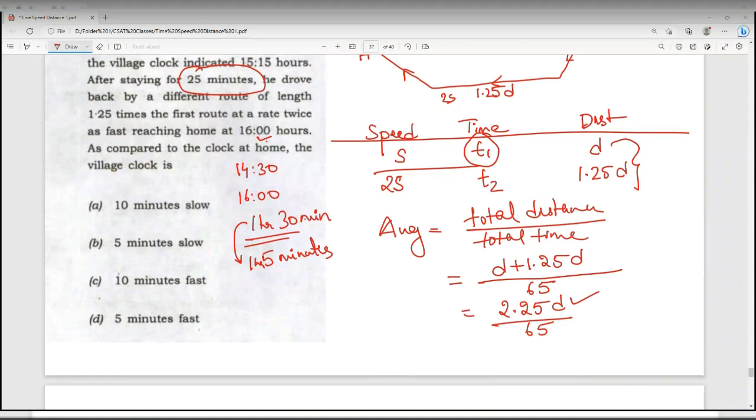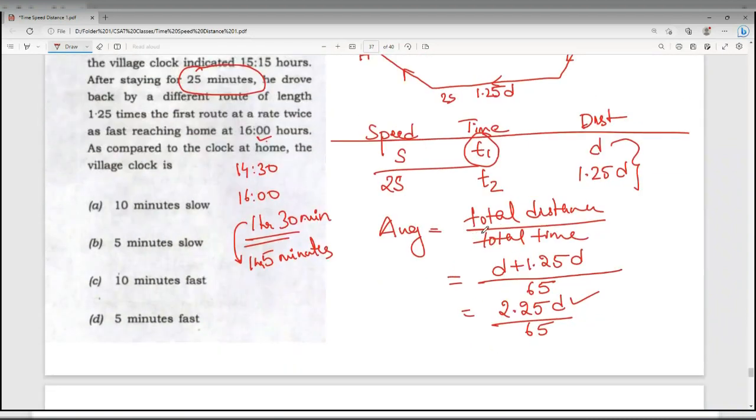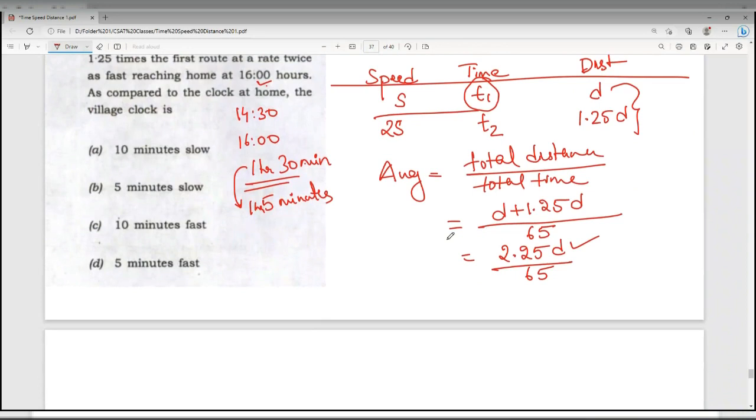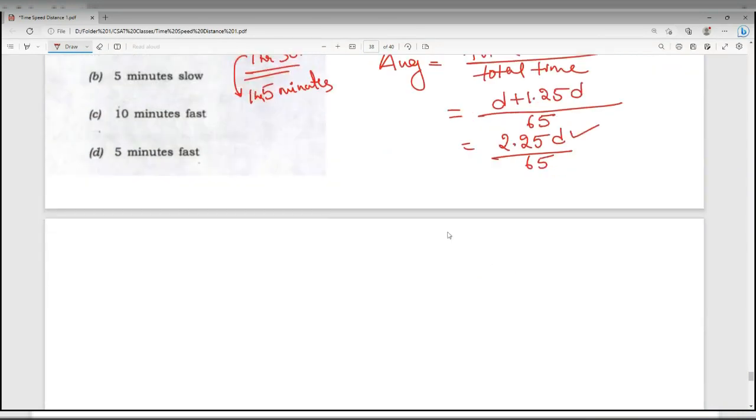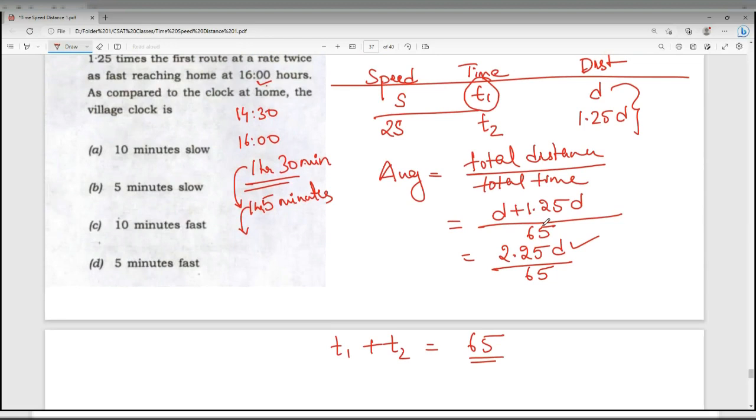If we find out what is T1, we can find out the real time that he has taken. So T1 plus T2 is 65. I hope you understand this, because the total traveling time was 1 hour 5 minutes, and 1 hour 5 minutes is 65 minutes.